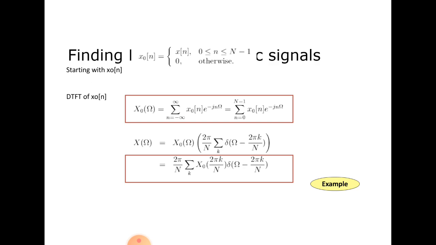Finding the sequence DTFT of x(n): X(ω) is equal to the summation over n from minus infinity to infinity of x₀(n) e^(−jωn), which is equal to the summation over n from 0 to N−1 of x₀(n) e^(−jωn). Then X(ω) is equal to X₀(ω) times (2π/N) times the summation over k from minus infinity to plus infinity of δ(ω − 2πk/N), which is equal to the summation over k of (2π/N) X₀(2πk/N) δ(ω − 2πk/N).